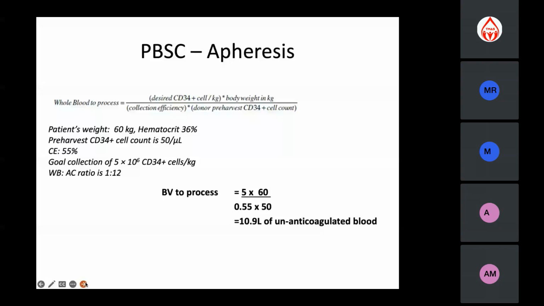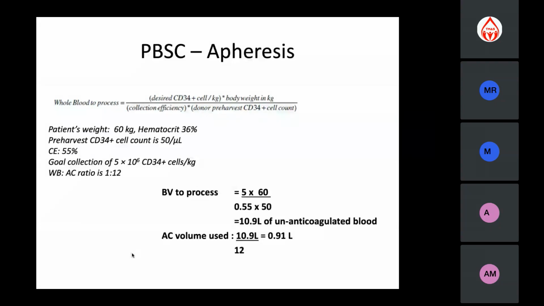So this is the unanticoagulated blood. We can estimate using this formula. So we know the ACD ratio. The ACD ratio is 1:12. So the ACD volume used for processing this blood would have been 10.9 liters divided by 12. That comes around 910 ml.